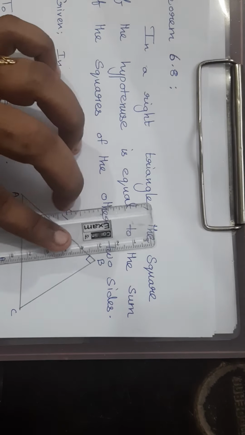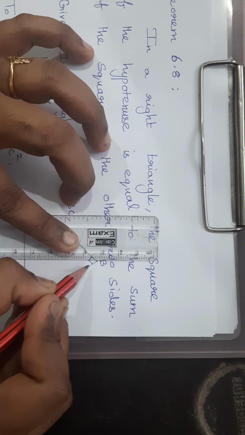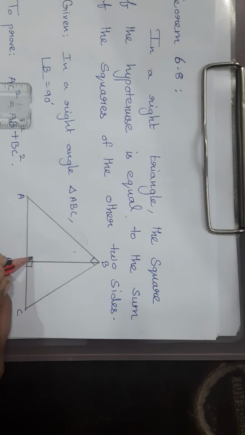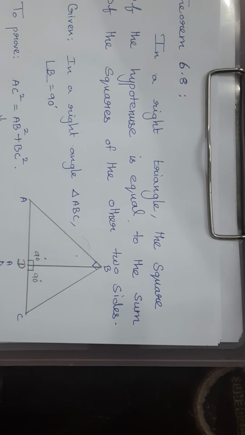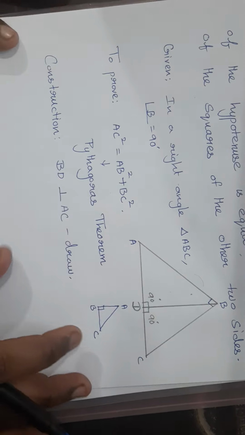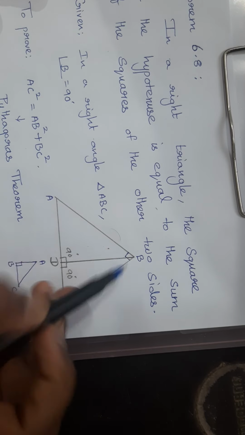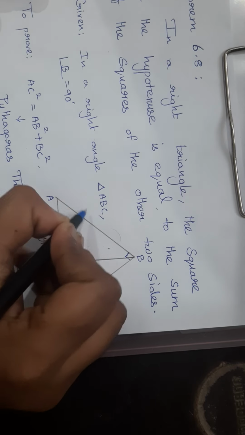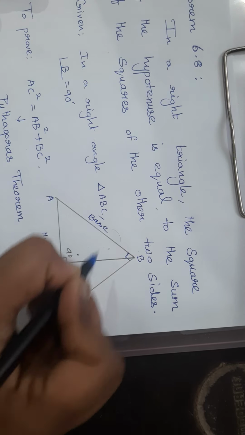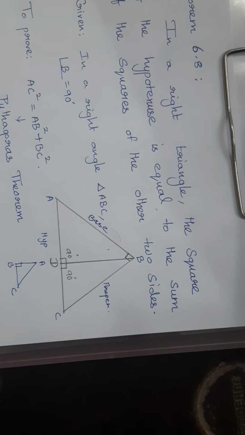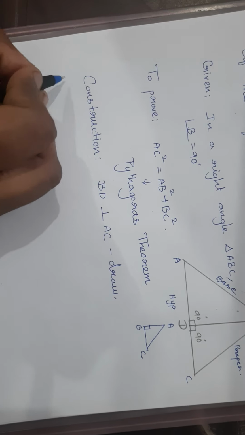That means from B you draw one perpendicular line. This is also 90 degrees. How this theorem comes about: this angle is the right angle. So this is the opposite side, this is called the hypotenuse, this is called the base, and this is called the perpendicular. Okay.